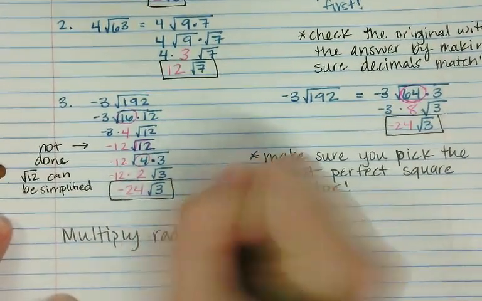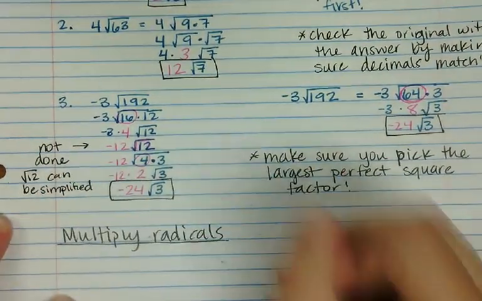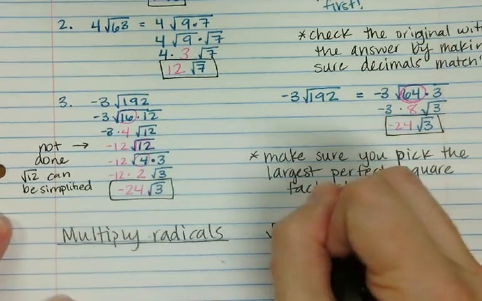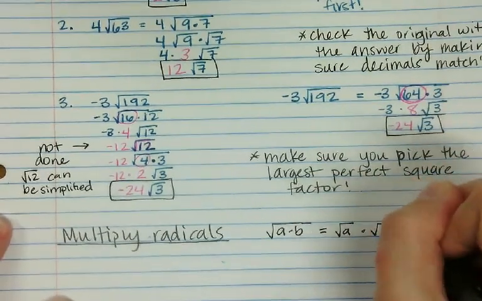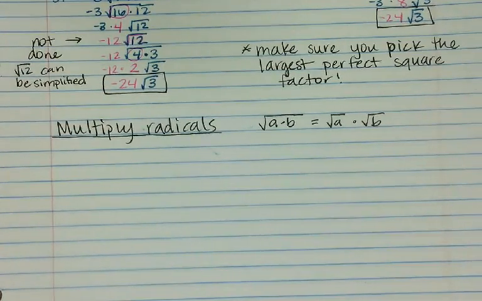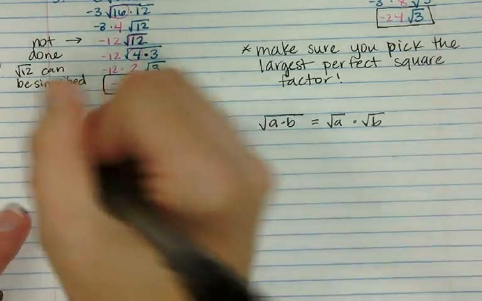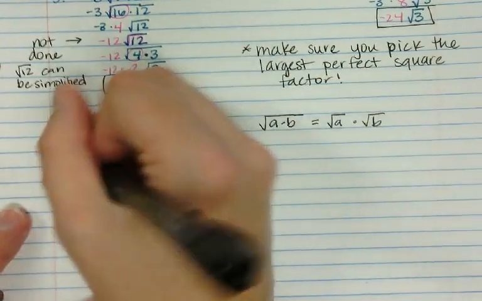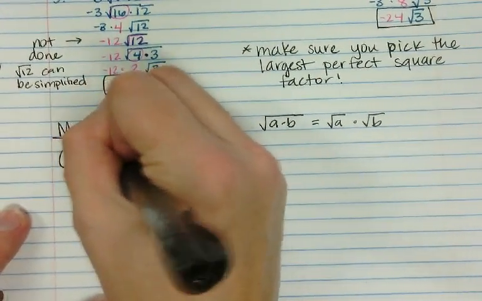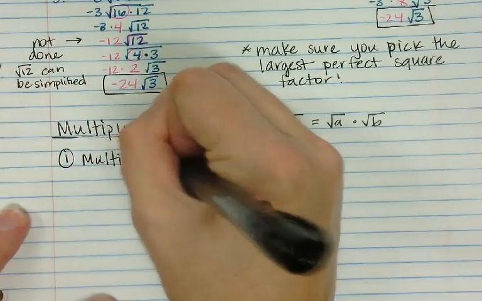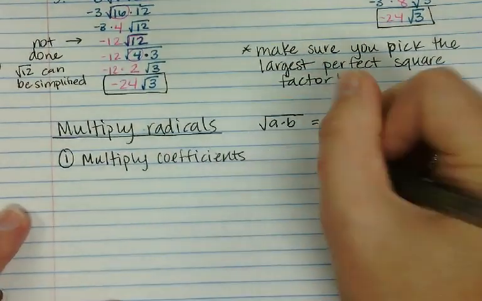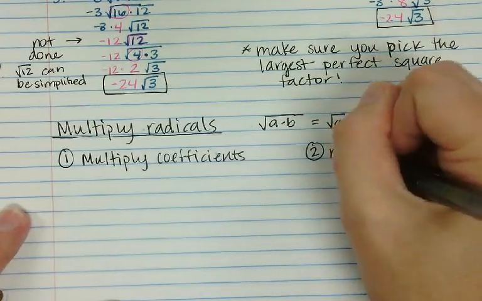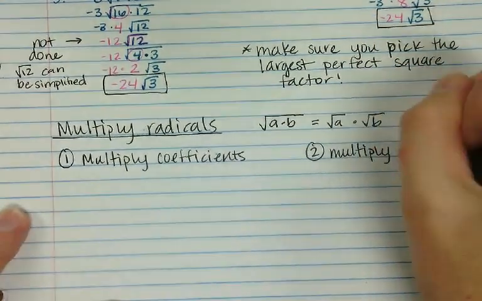Multiplying radicals. Remember that lovely little rule: radical a times b is equal to radical a times radical b. It works in reverse as well. The big three steps you want to know about: first, we multiply the coefficients. If it's on the outside, multiply it by the outside. And then you multiply the radicands.